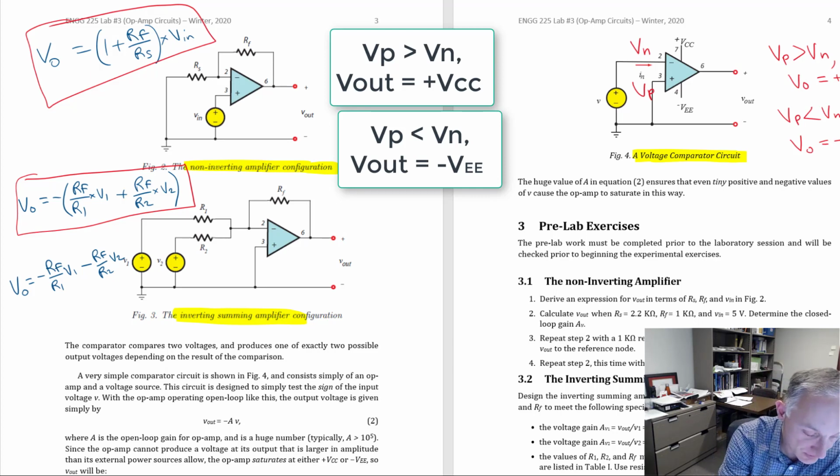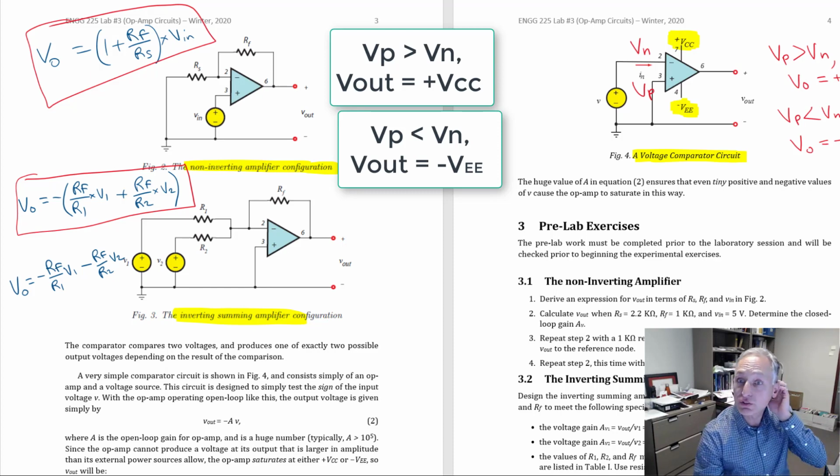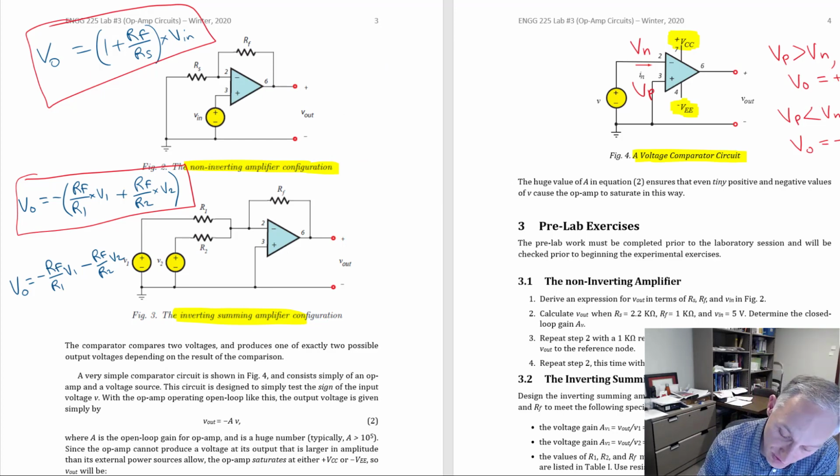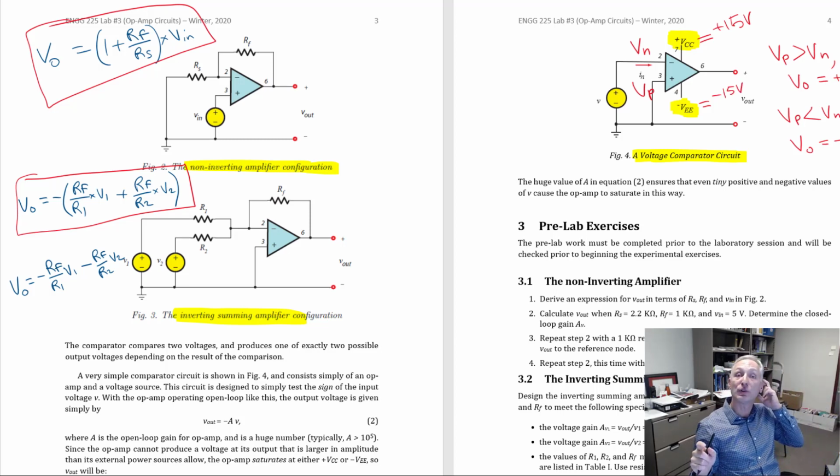So where's plus VCC and minus VEE? Well, it's up here. This is plus VCC, and down here is minus VEE. In this lab, these are the supply voltages. So we need to power the op-amp from an external source. This is where they get their power, or their energy. In our lab, we're going to make this equal to plus 15 volts, and this one equal to minus 15 volts, okay? So you've got to make sure you don't forget to put the power in there.